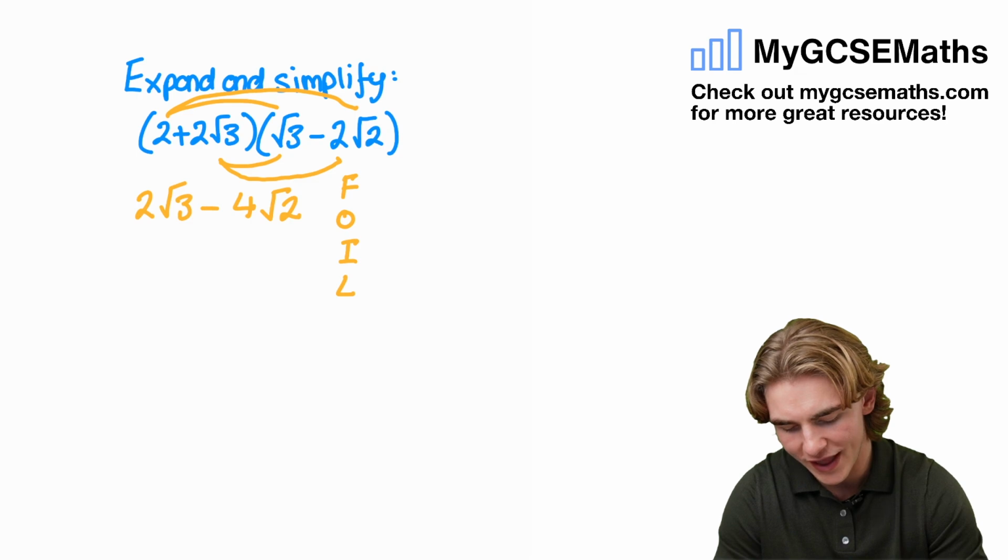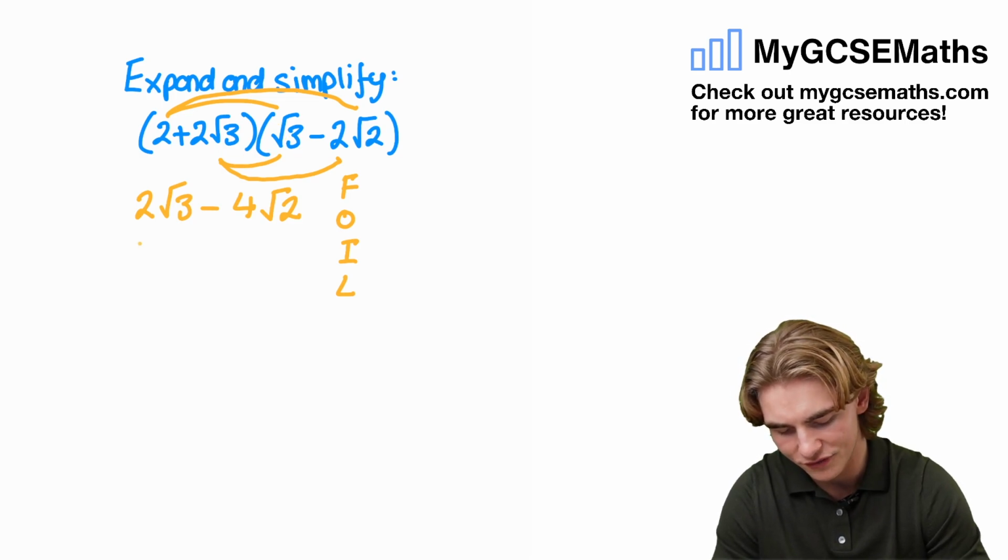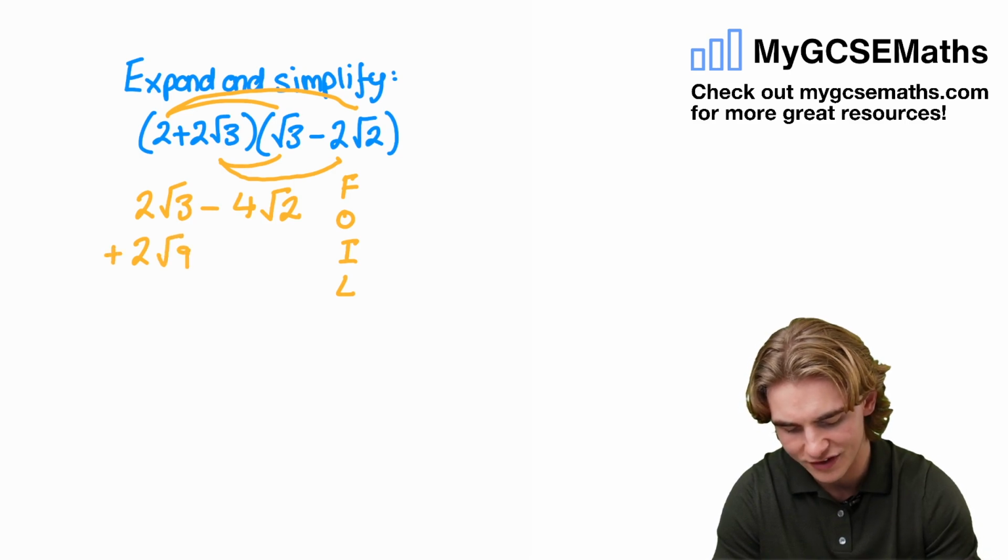Next up, we're going to have our inner. That's going to be 2 root 3 times root 3 over here. We're going to do our number inside the surd times the number inside the surd. We're going to do square root 3 times square root 3. That is going to be the square root of 9. So we can write this as plus 2 root 9.